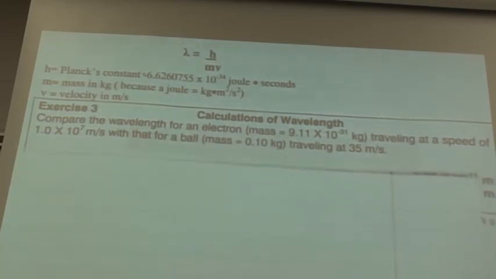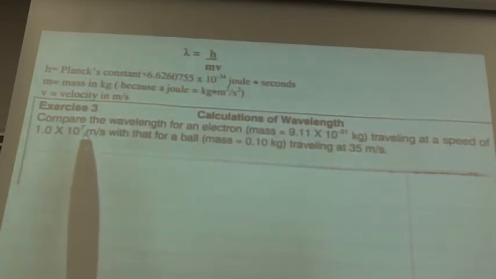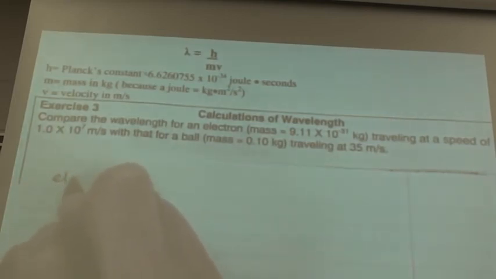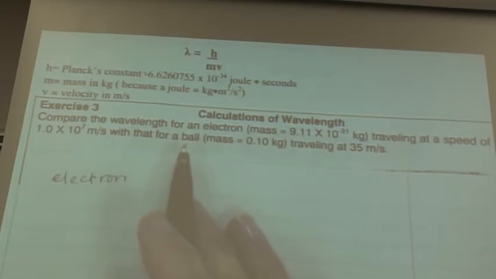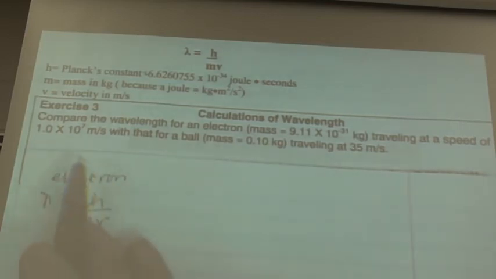Okay. Compare the wavelength for an electron that has a mass of 9.11 times 10 to the negative 31 kilograms, traveling at a speed of an order of magnitude under the speed of light, with that for a ball, 0.10 kilograms, traveling at 35 meters per second. I suppose that's possible. I would have to do some math to see. So let's start with the electron first. The wavelength is equal to Planck's constant over the mass in kilograms times the velocity. Okay.